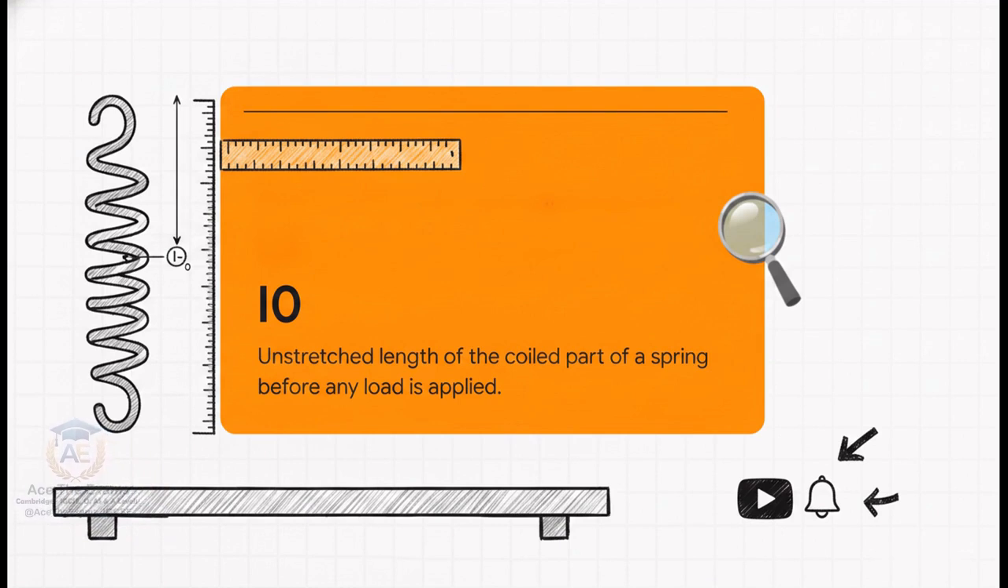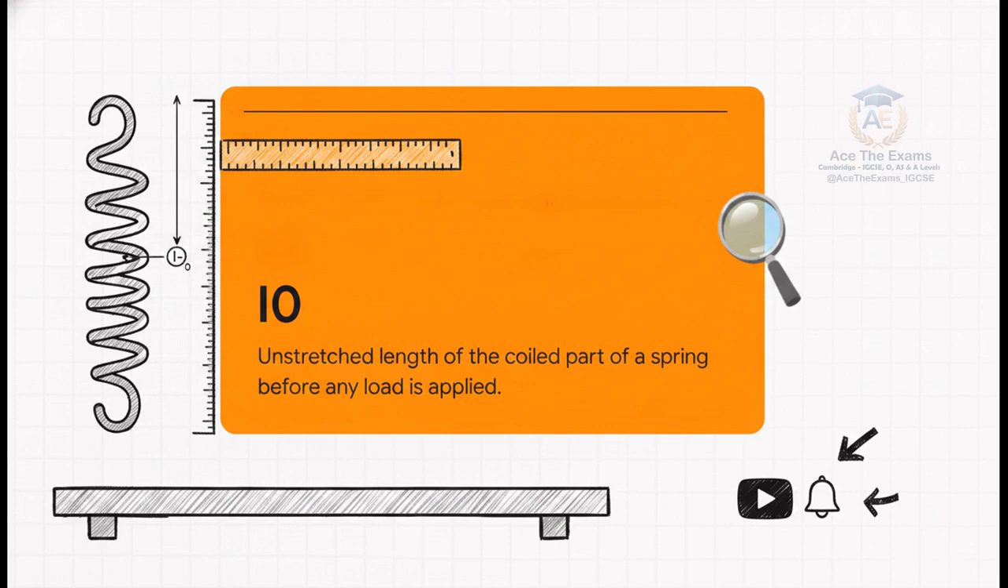A perfect example, straight from a past paper, involves determining the spring constant of a spring. The very first instruction is often to measure L0, which is the unstretched length of the coiled part of the spring before any load is applied. Identifying your base variables is step 1. Now, Alex might just grab a ruler and measure the whole spring, including the little loops at the ends. But the instructions specify the coiled part.